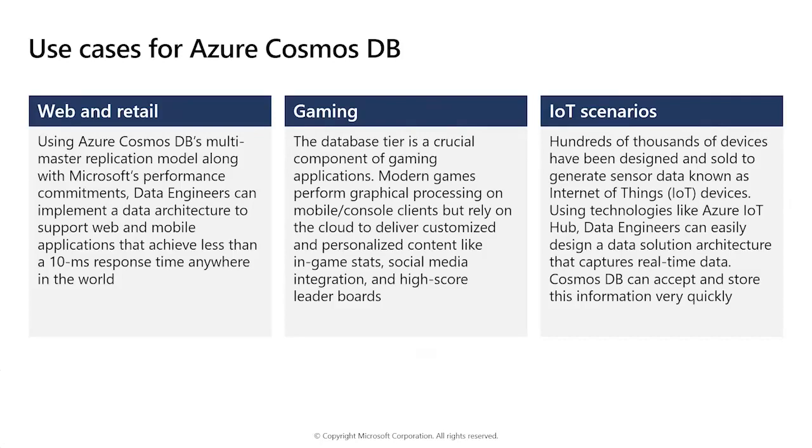Additionally, you can also process the data in real time by triggering an Azure function to help filter and process some of that data as it comes into your Azure Cosmos DB database.